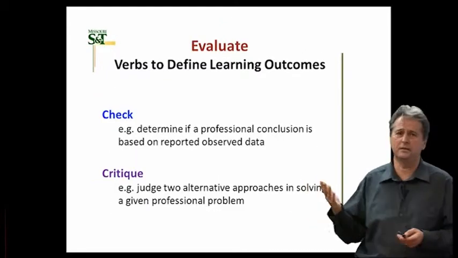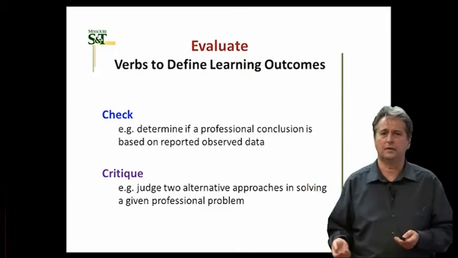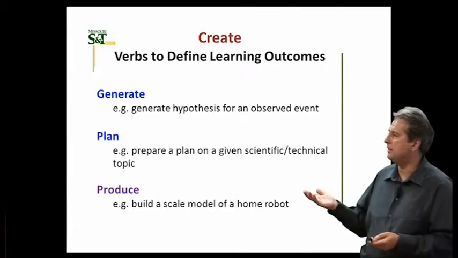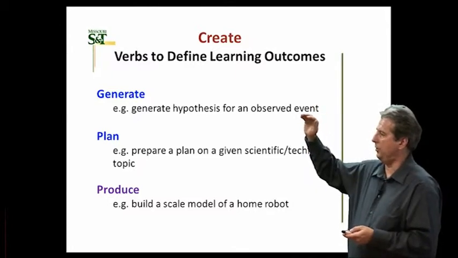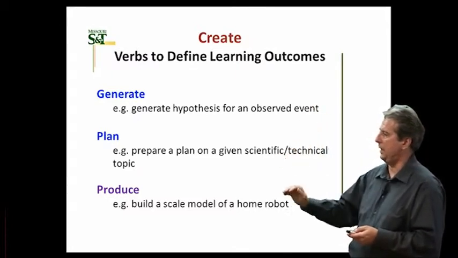Evaluate: check and critique, same issue, two different levels. Create, the highest level of Bloom's taxonomy, goes from actually you generate, you plan, and you produce.